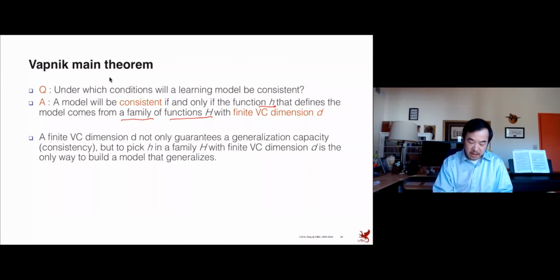But of course, a finite VC dimension does not guarantee consistency of an arbitrary model inside it. It's a necessary condition. You can pick an h in such a family, and it is the only way to build a model that guarantees consistency. We need to train it on data.